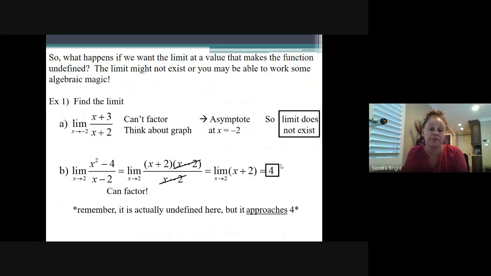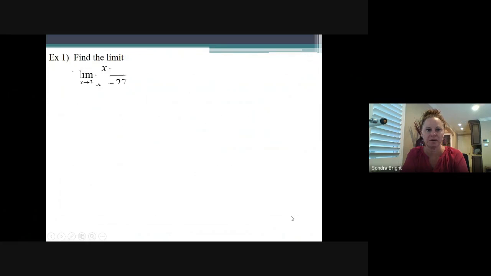If you put this in Desmos, I didn't put that in, I guess I should have just to show you, but if you put this in Desmos, you will see that there's an open dot there at 2, but it ends up being that straight line. What is that? It's got a slope of 1 and a y-intercept of 2, so it ends up being it approaches 4. All right, what about this one?